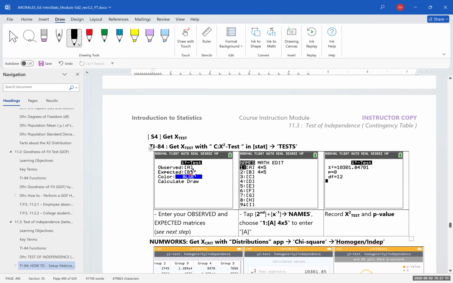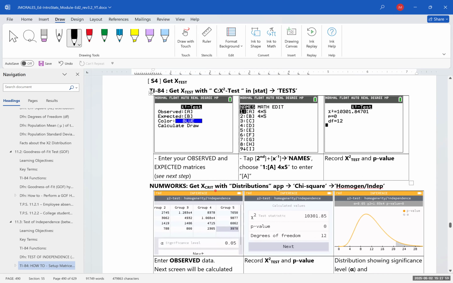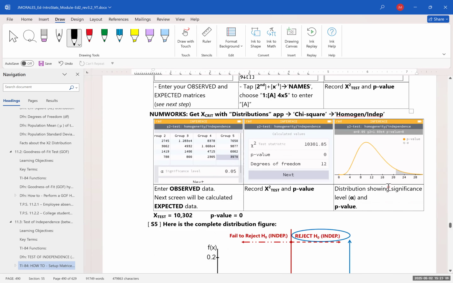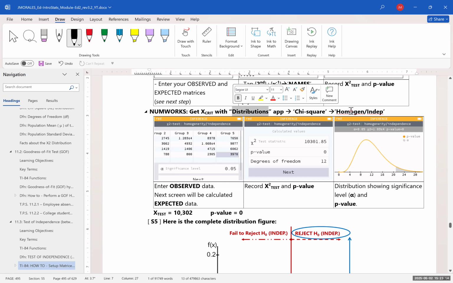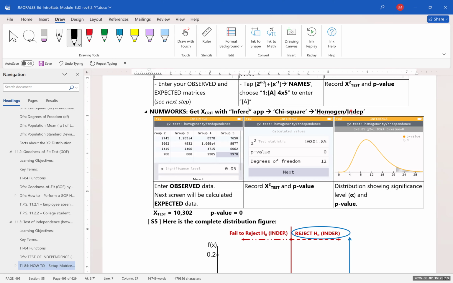Now, this is where we have to use those matrices that we programmed in. And this is where we're going to use the NumWorks homogeneity independence app or function in the distributions. That should be inference. Let me change that. I apologize.